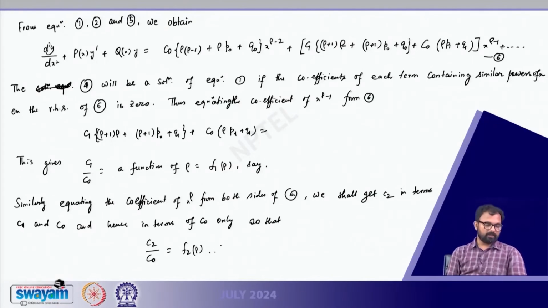So, in the same way, if we equate the coefficient of x to the power rho plus n minus 2, then we get the coefficient Cn, right. So, we are equating the coefficients of x to the power rho minus 1, rho minus 2, dot dot, up to rho plus n minus 2. If we equate up to that exponent x to the power rho plus n minus 2, then we will get the equation for Cn, right.